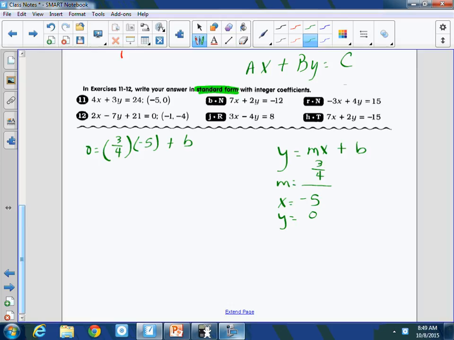With me? Okay, when you do that in the calculator, it's going to give you a decimal, but I don't want it as a decimal, right? Because that's not an integer. So I believe it's -15/4.